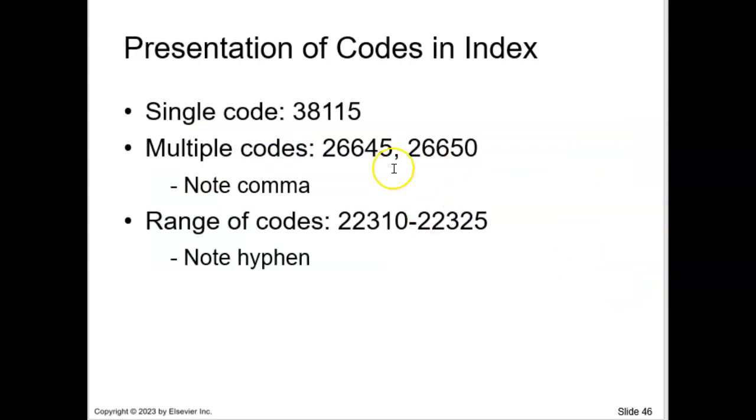Okay, single codes, 38115. Multiple codes in the index are going to have a comma, right? That means you should look up both codes to see which description fits the surgery. Then you have a range of codes. So that code that you're looking for could be anywhere in that range.